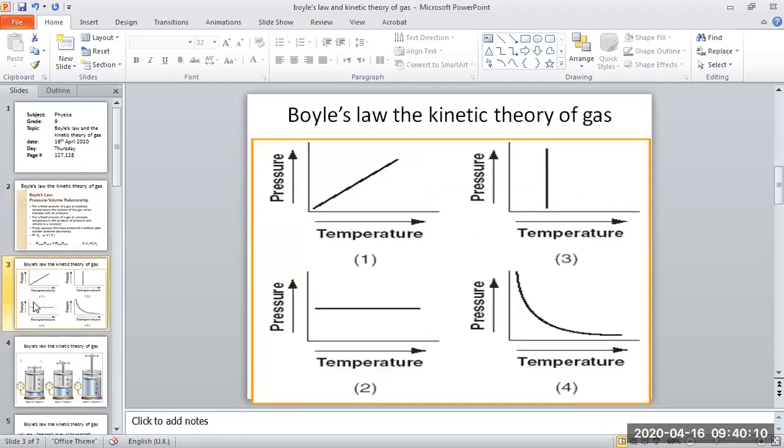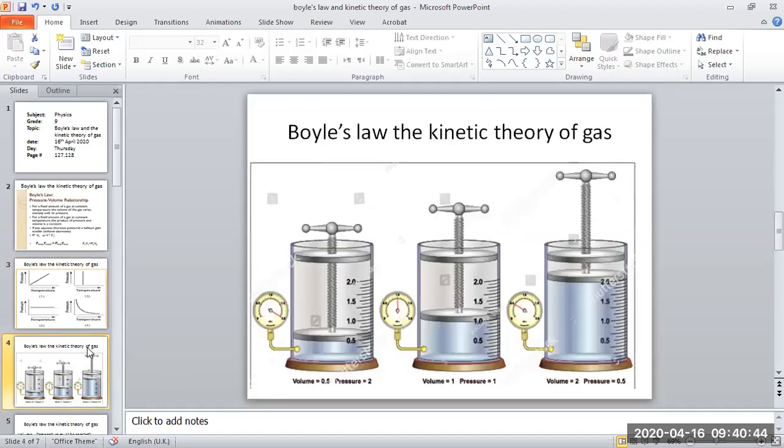Now these are the graphs. This graph shows two quantities increasing, this graph shows temperature constant and pressure increasing, this graph shows pressure constant and temperature increasing, and this graph shows two quantities inversely proportional, one increases and at the same time the other decreases. These are 4 kinds of graph.